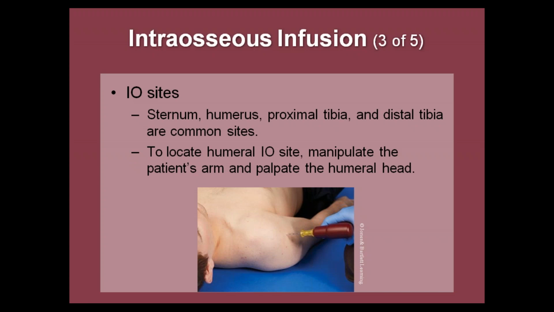The distal tibia is going to be the inner ankle bone, and you're going to go up about 2 to 3 centimeters directly above that inner ankle bone. And the humeral site is going to be the humeral head, just on the outside of that humeral head, about 2 centimeters below the top section. I haven't done that one yet. I had an opportunity and I wasn't confident, so I didn't take it.